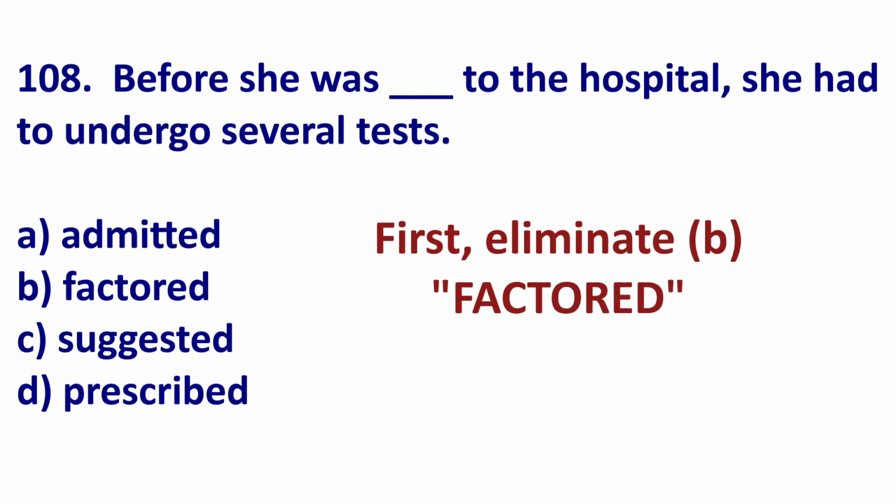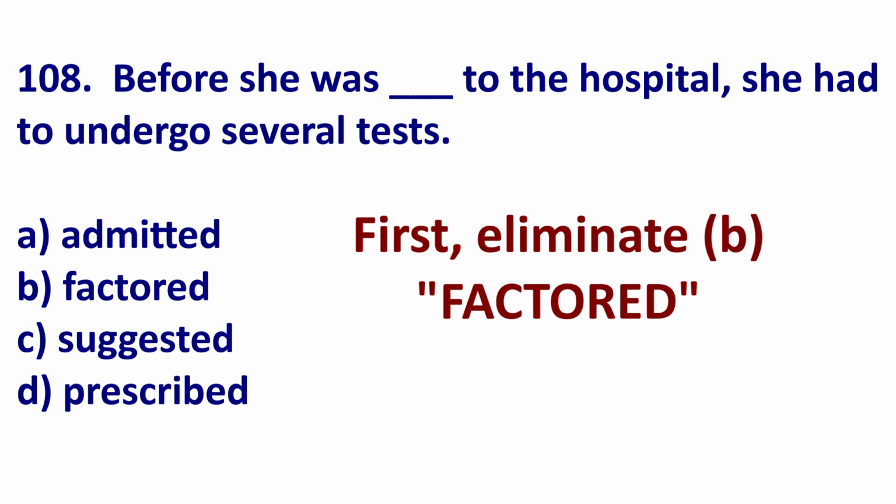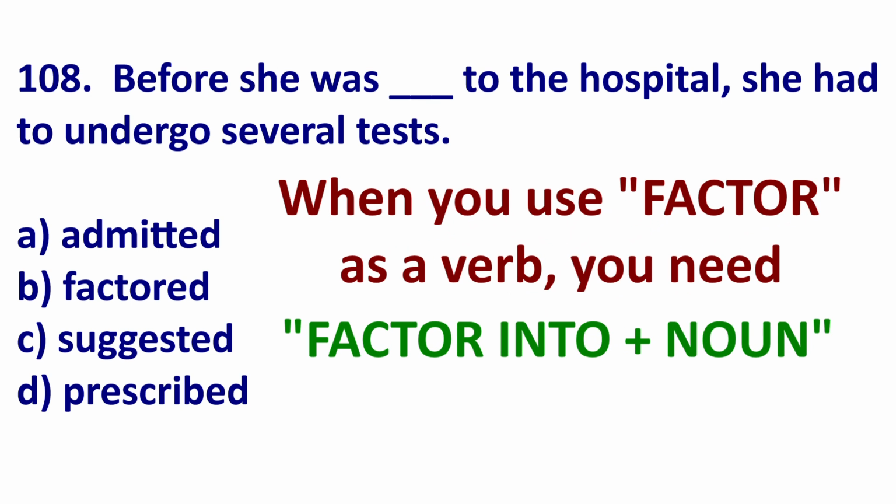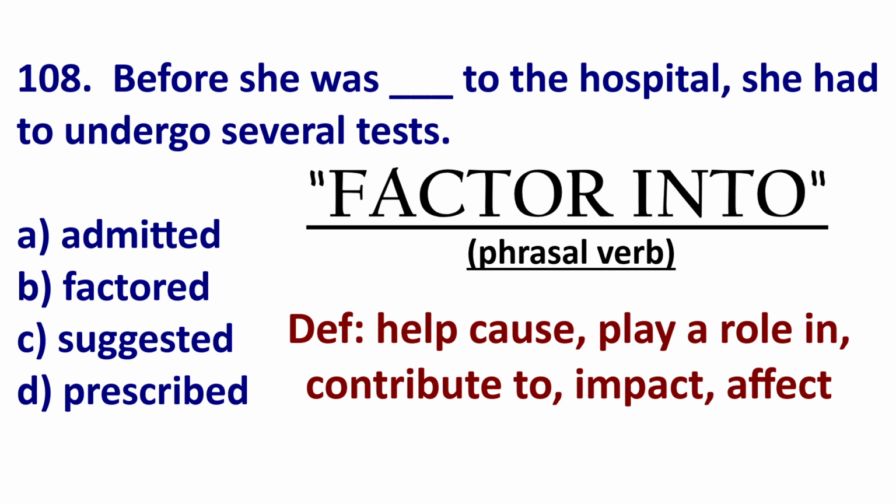Okay, so first eliminate B, factor. When you use factor as a verb, you need a preposition after it. 99% of the time, it is "factor into." And this means help cause, contribute to, play a role in.